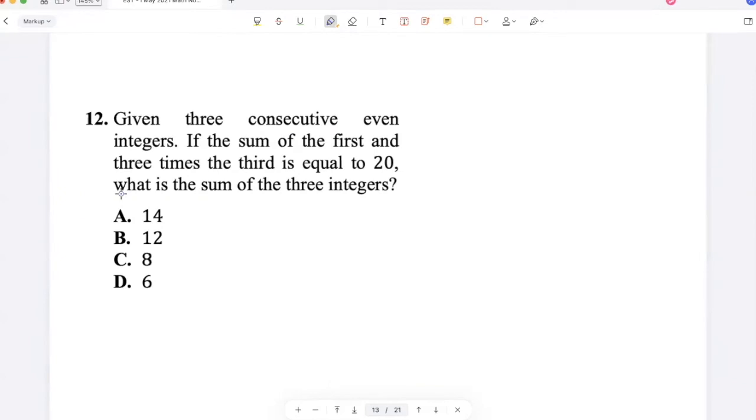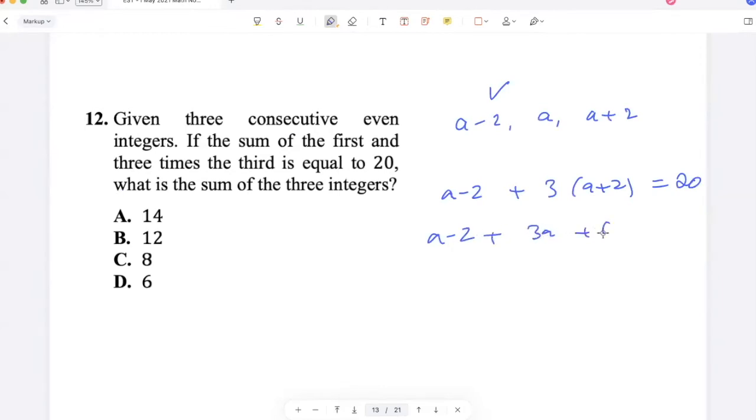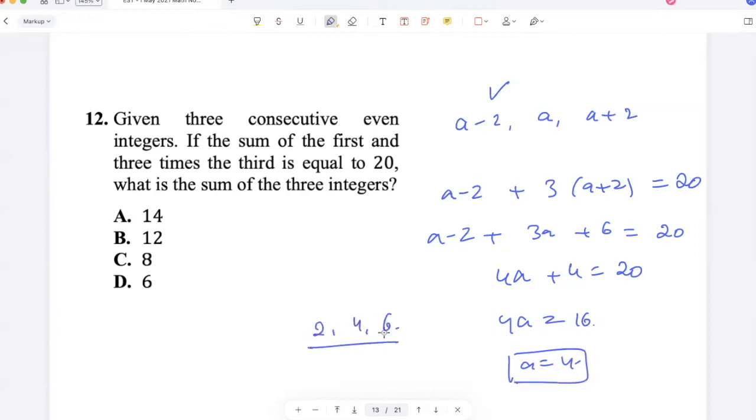12. Given 3 consecutive even integers, if the sum of the first and 3 times the third is 20, what is the sum of the 3 integers? Okay, so let the even integers be a minus 2, a and a plus 2. The sum of the first, a minus 2, and 3 times the third is 20. So a minus 2 plus 3a plus 6 is 20. So 4a plus 4 is 20. So 4a is 16. So a is 4. So the numbers are 2, 4, and 6. So their sum is 12.